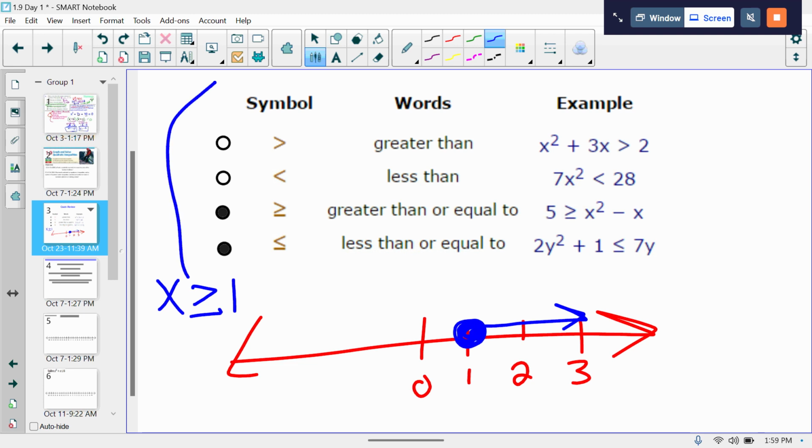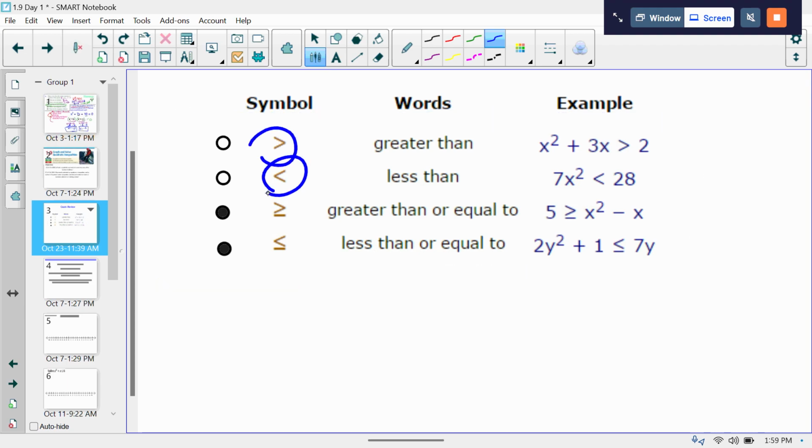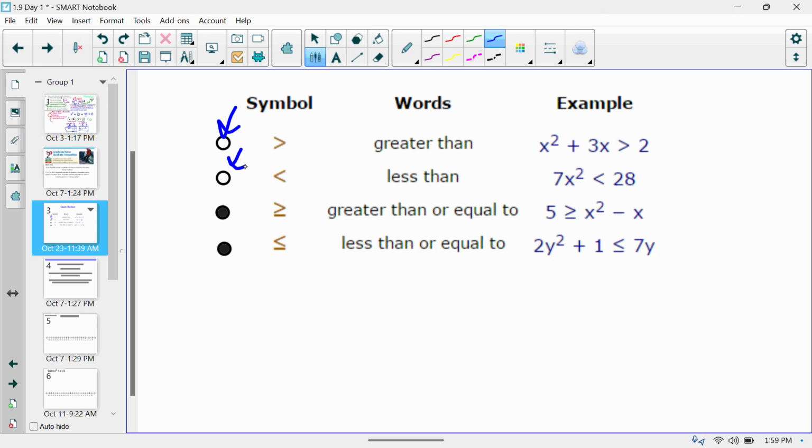So this is just a reminder that when you see greater than or less than without the equal to in it, you're going to use an open circle because the number itself is not part of the solution set, okay? And then when it has an equal sign as part of it, you're going to fill it in because it is part of the solution set, okay? We'll talk about that more later on.